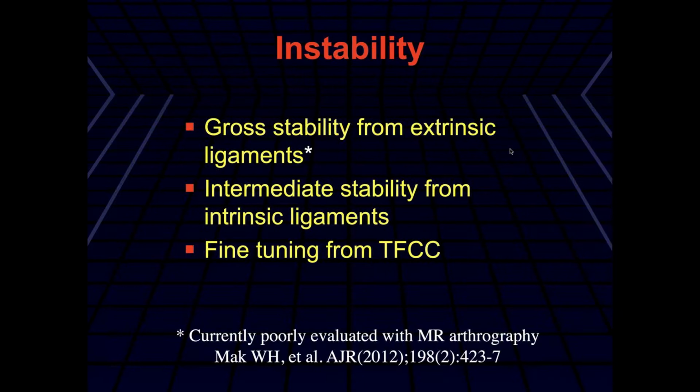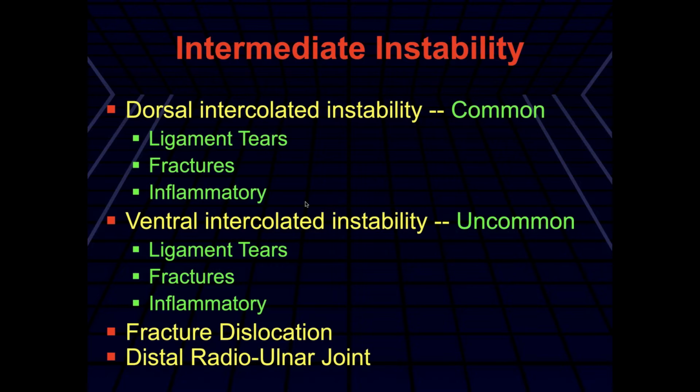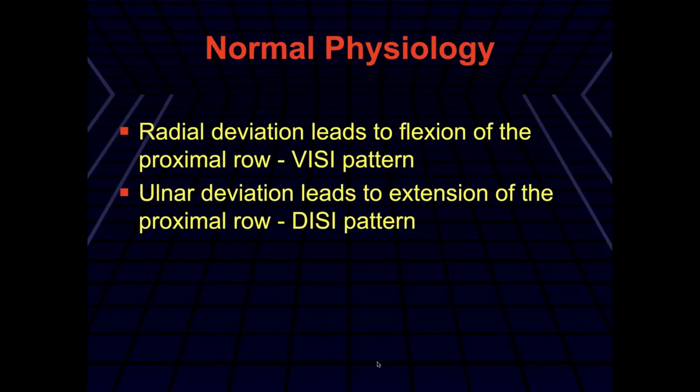Okay, and then more commonly what we use the MR for is looking at the intermediate types of instability, which we can talk about now. So intermediate instability are typically divided into dorsal intercalated instability due to ligament tears or fractures, and it occasionally can be seen with ligament injuries from chronic inflammatory disease. Volar intercalated instability or ventral intercalated instability, also from similar injuries. You can also have fracture dislocations, and distal radial ulnar joint injuries can be put into this category.